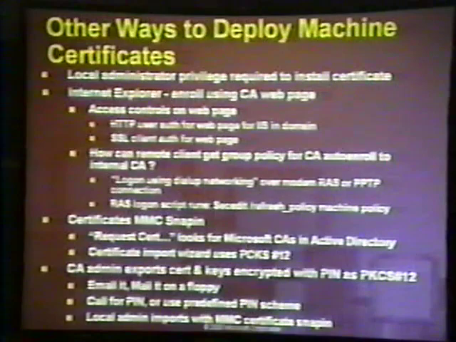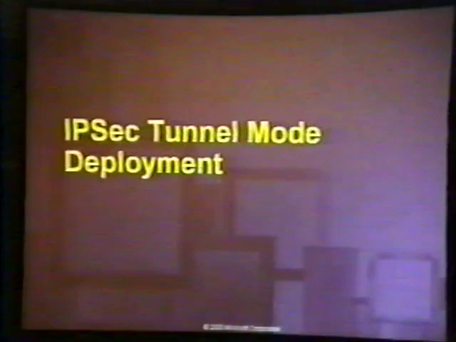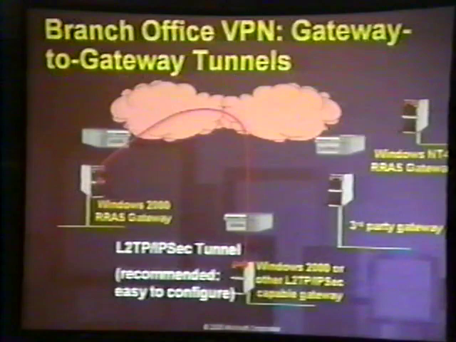We talked a little bit about deploying machine certificates. I'll kind of skip over that. And we talked about tunnel mode. Let me just show you the cases. So if you're doing Windows 2000 between an RAS, a Windows 2000 gateway, and another Windows 2000 or L2TP IPsec capable gateway, this is what we recommend. The reason we recommend it is because it's a routable interface. People understand routing. They understand gateway-to-gateway tunnels across the internet that send all traffic based on the destination IP through the tunnel as a routable interface. And it's just easier to manage.